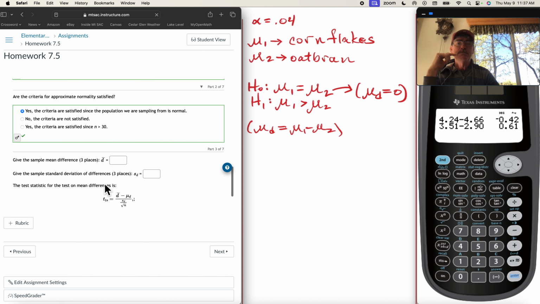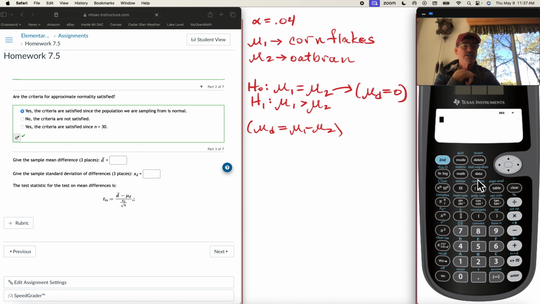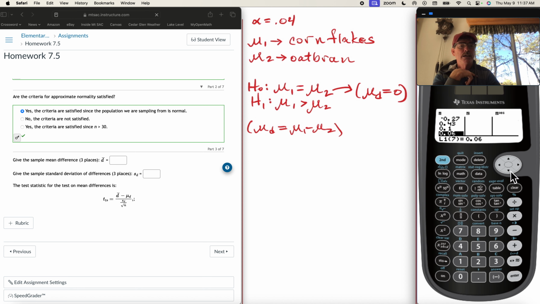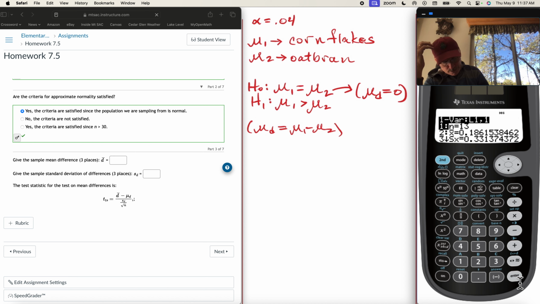Now, for the D-bar value, just to let you know, I have already keyed all the differences into the calculator here. So here are the differences, just pre-entered basically. And so then I'm going to go ahead and clear out of there and do the computations. So it's one variable stats. We're just doing the differences. Okay, and here are our statistics. So I'll go ahead and write some of this down.